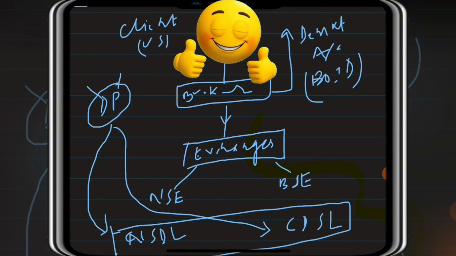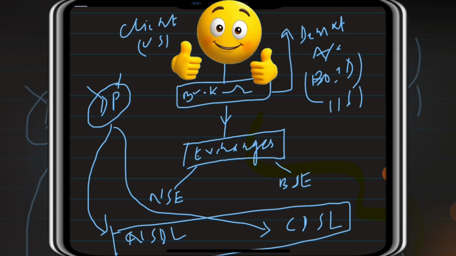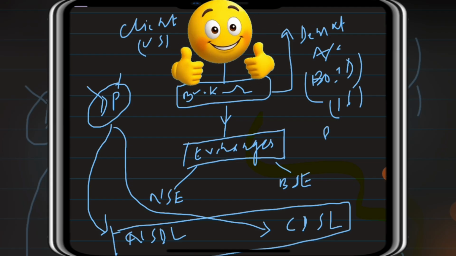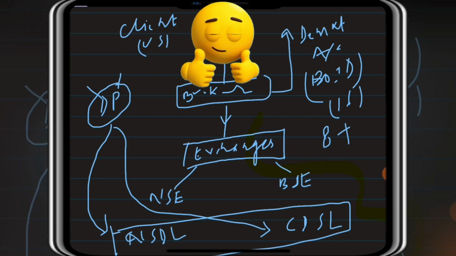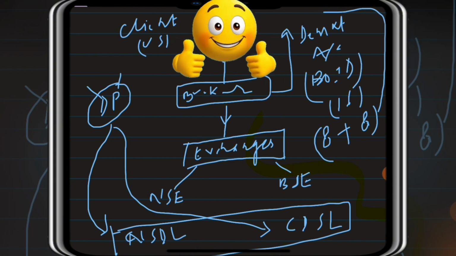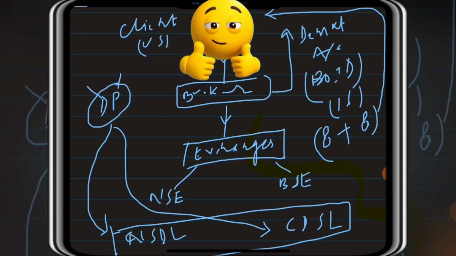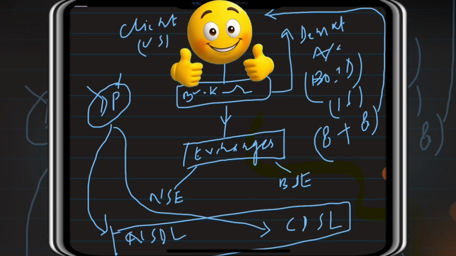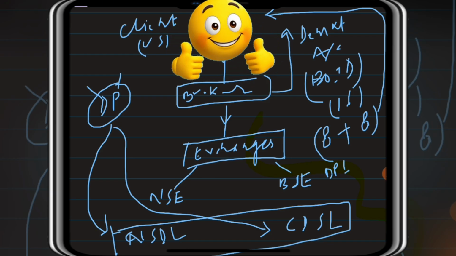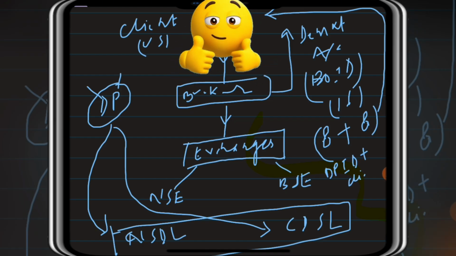If you see your Demat account number, you will see a 16-digit number where the first 8 digits will be the DP ID and the next 8 digits will be your client ID. So we are clients, and we have been given an 8-digit number by the broker. It is our client ID, and the first 8 digits will be the DP ID. The Demat account is a combination of DP ID plus client ID.